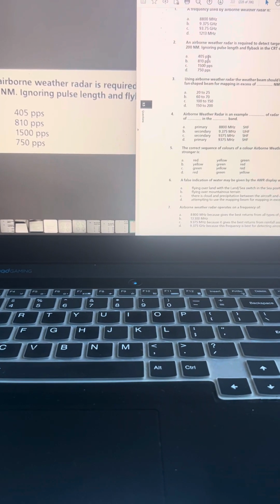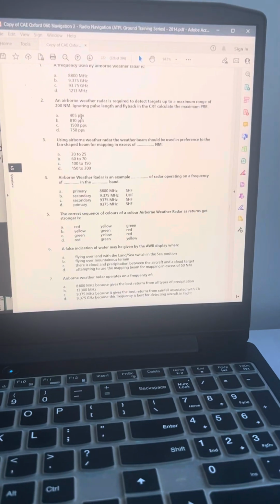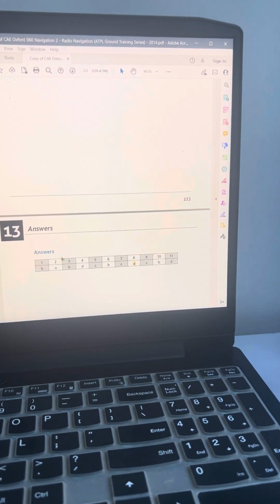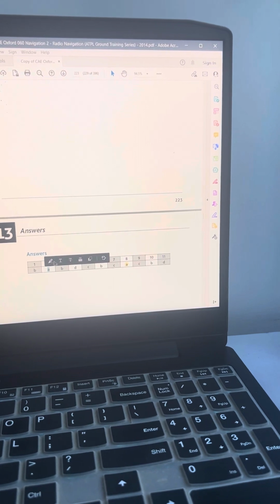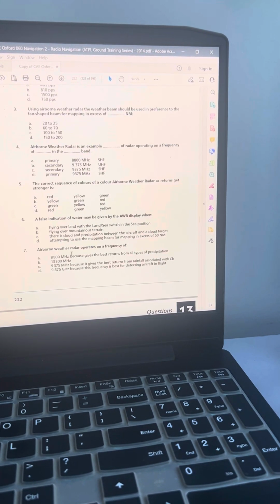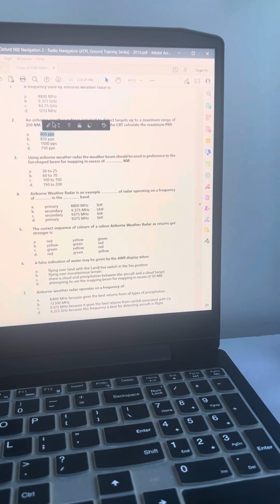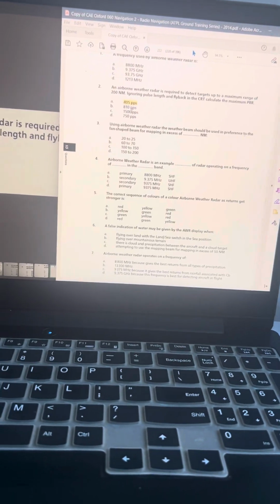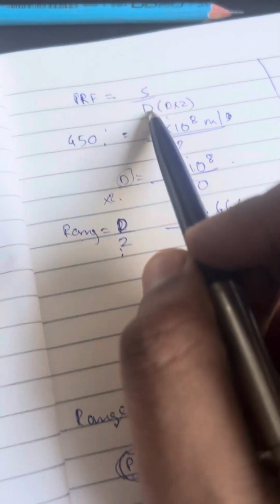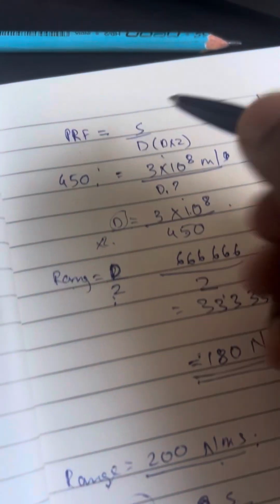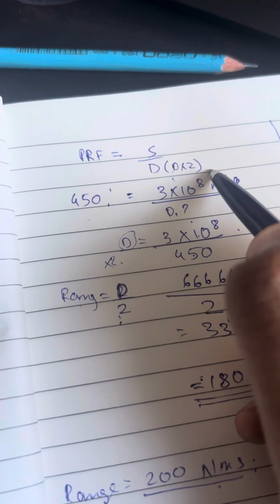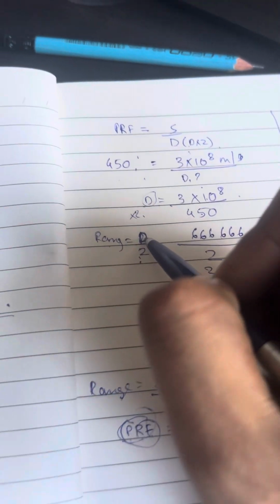Question number 2, correct, and the answer is A. Easy. So how do we solve this? We use the direct formula. PRF is equal to speed upon distance, where distance is range into 2 always, remember. Range is equal to distance divided by 2. So this is a simple formula I want you to practice. There are multiple formulas, which is why we get confused.